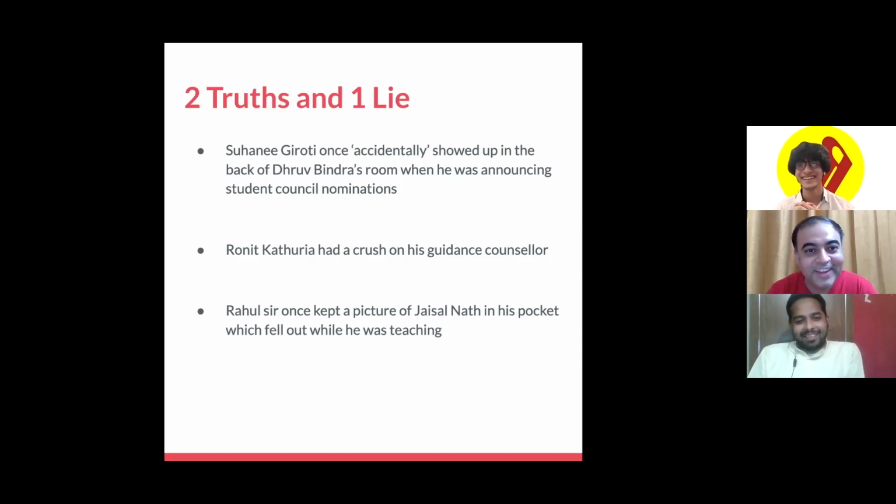Sohani once accidentally showed up in the background. I think the first one is a lie, the rest two are truth. So the third one is true, and the first one is true as well. Ronit Kathuria didn't have a crush on his guidance counselor that we know of. And it is true that Sohani showed up in the back of Ravindra's Zoom meeting, and Rahul sir did in fact keep a picture of Jaisal in his pocket.